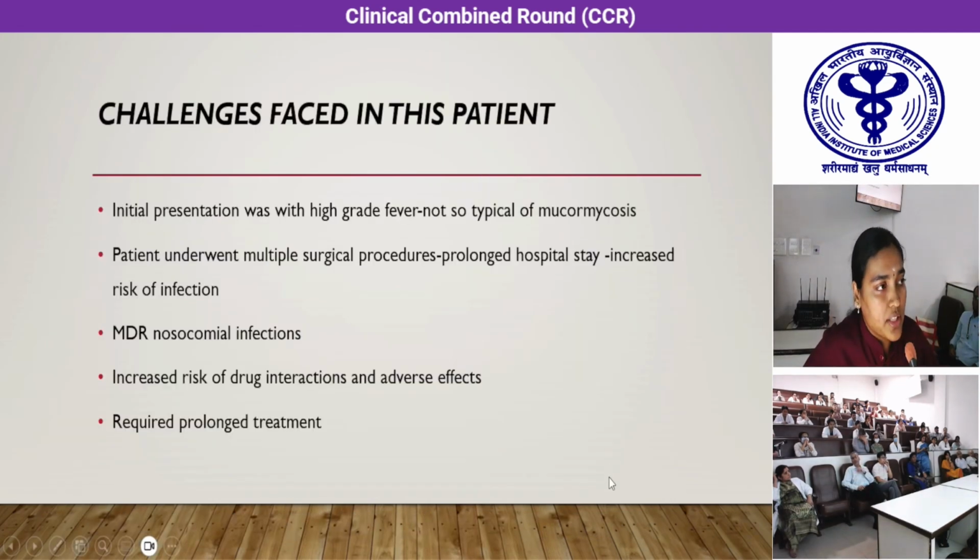So, coming to this patient, the challenges faced in the treatment were that the initial presentation was with high grade fever and multiple abscesses, and it was not so typical of mucormycosis. The patient underwent multiple surgical procedures, and therefore had a prolonged hospital stay and an increased risk of infection. He also acquired secondary MDR nosocomial infections, which had to be treated with antibiotics. Since we were giving both antibiotics and antifungals, there was an increased risk of drug-drug interactions and adverse effects, and the patient obviously needed a prolonged course of treatment.